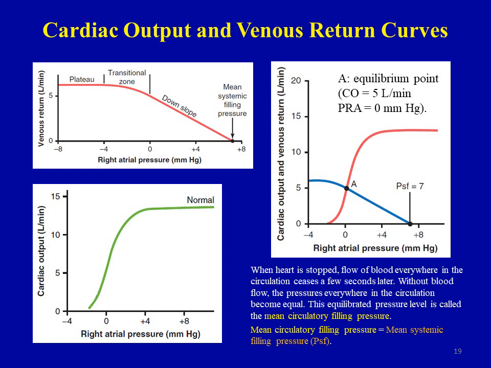If we put both curves together, we'll have an intersection point between the venous return curve and the cardiac output curve, and this is called the equilibrium point. At the equilibrium point, the venous return is 5 liters per minute, the cardiac output is 5 liters per minute, and the pressure in the right atrium is 0 millimeters mercury. And this is the condition in a normally functioning heart.